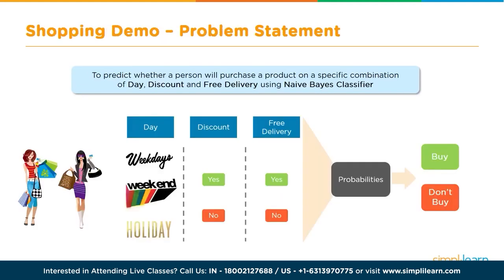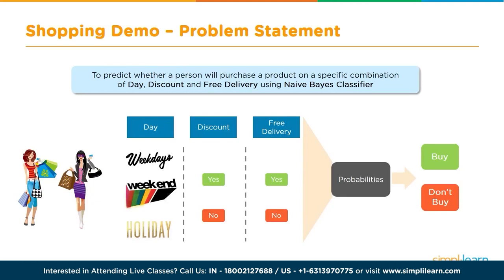So we're going to start with the shopping demo problem statement. Remember, we're going to solve this first in table form so you can see what the math looks like, and then we're going to solve it in Python. Here we want to predict whether the person will purchase a product. Are they going to buy or not buy? Very important if you're running a business: you want to know how to maximize your profits, or at least maximize the purchases of the people coming into your store.